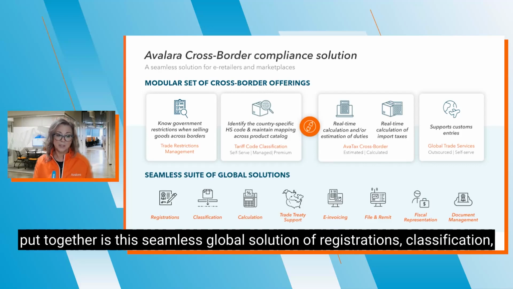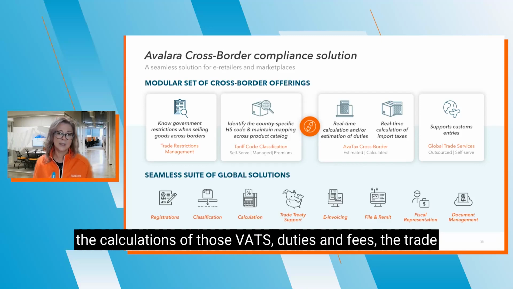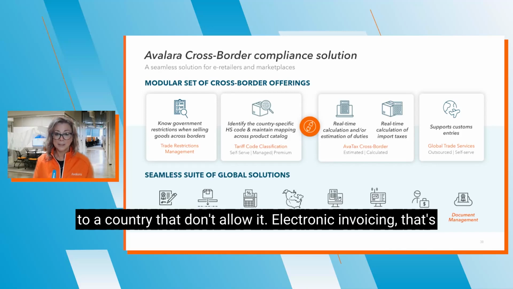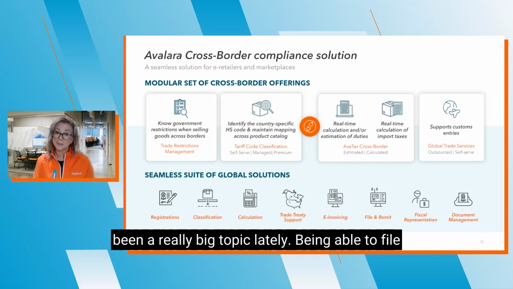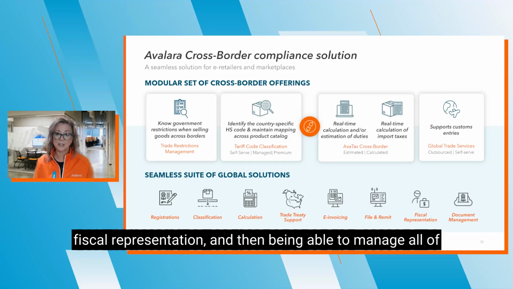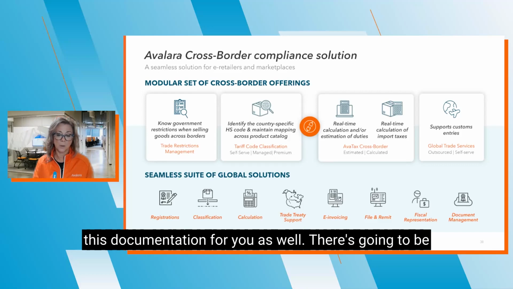So what we have put together is this seamless global solution of registrations, classification, the calculations of those VATs, duties and fees, the trade treaty support so that you're not shipping things to a country that doesn't allow it. Electronic invoicing, that's been a really big topic lately. Being able to file and remit all of that VAT tax that you've billed, offering fiscal representation, and then being able to manage all of this documentation for you as well.